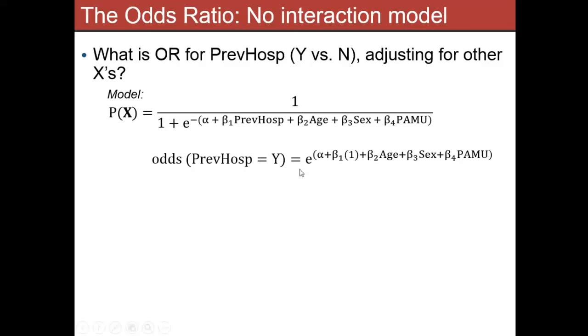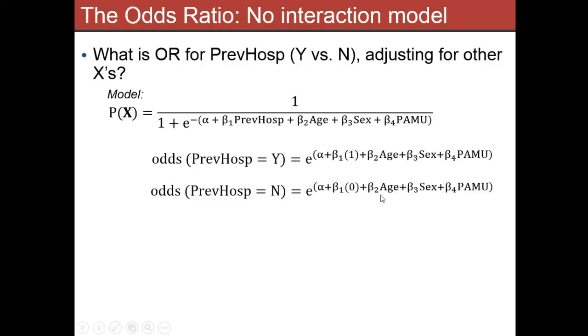And so this is the odds form of the model. By the way, I'm specifying ahead of time that this represents the odds when someone is previously hospitalized, because there's a 1 here. I don't care what age is. I don't care what sex is. These are going to take on any value. I don't care right now. I just want to know, how do I write the model when you're previously hospitalized?